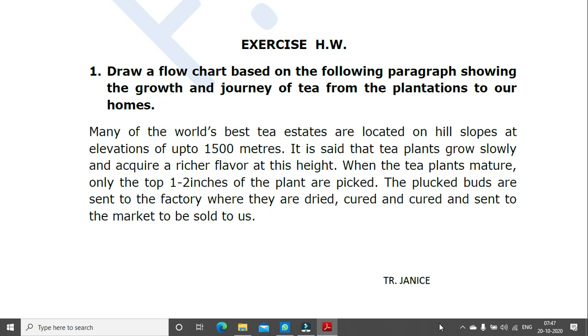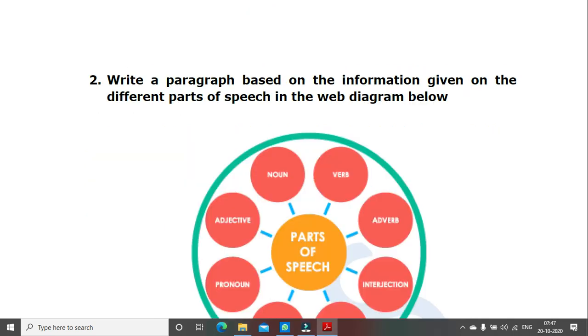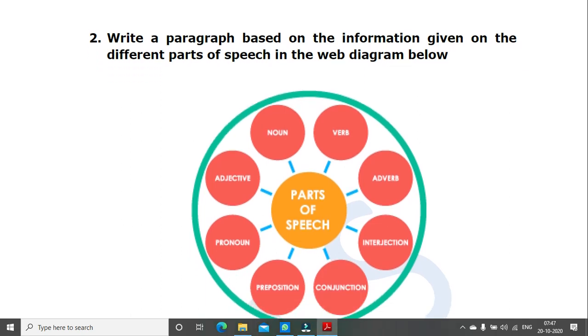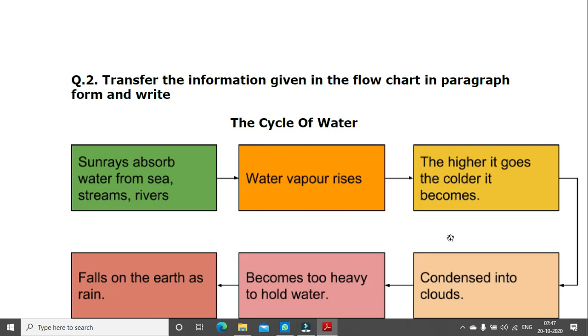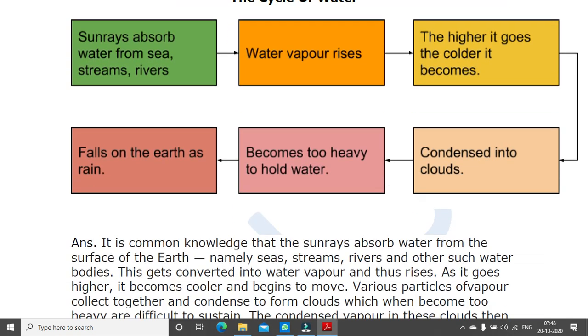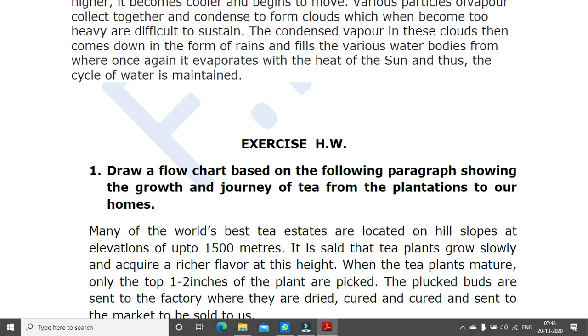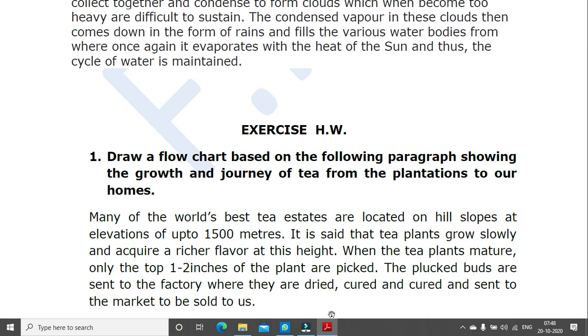Okay. You draw your flowchart based on that. The cured part is written twice, so you just ignore it. Don't write it twice. Okay, it will come only once. Dried, cured, and sent to the market. Okay, this cured will not come.